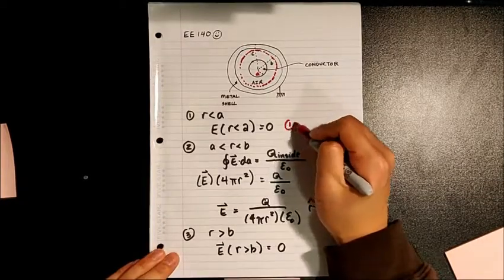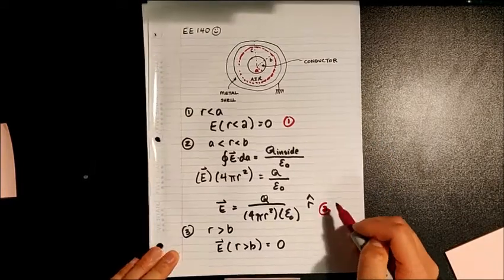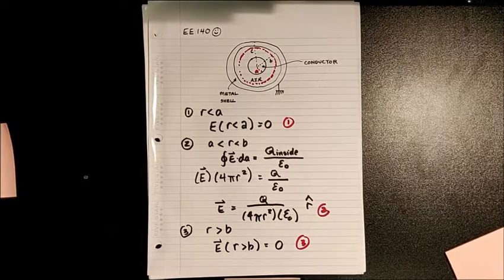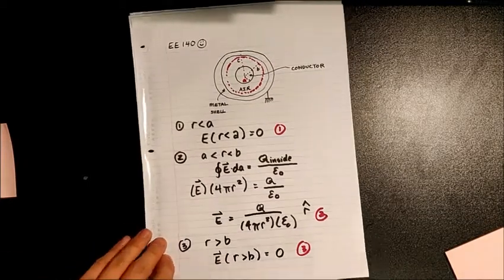So we now have the electric field for each portion of the given sphere. Now we can plot this.